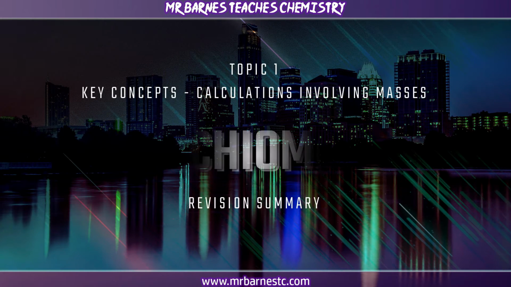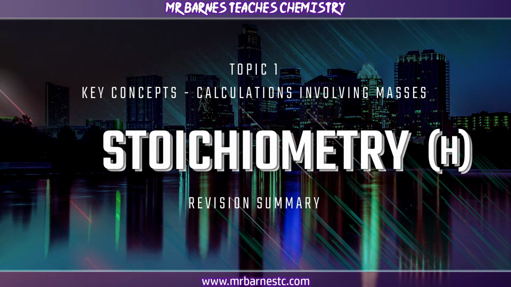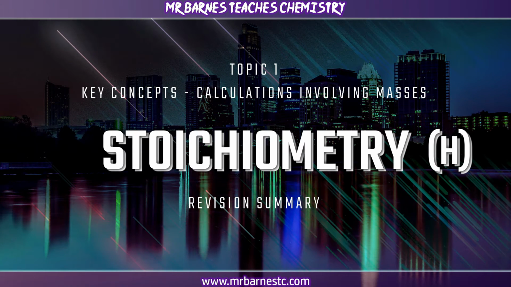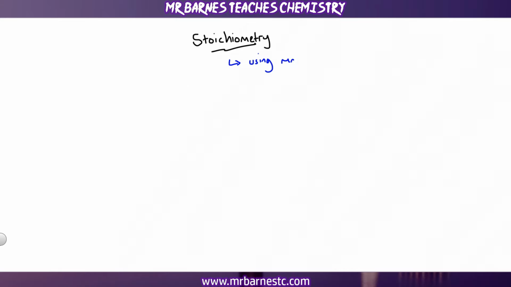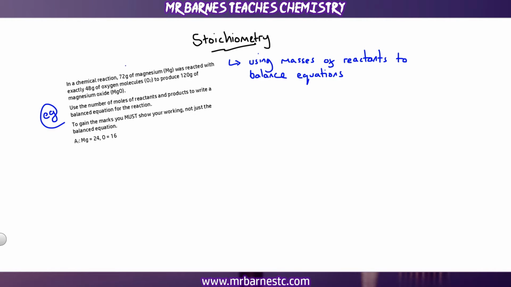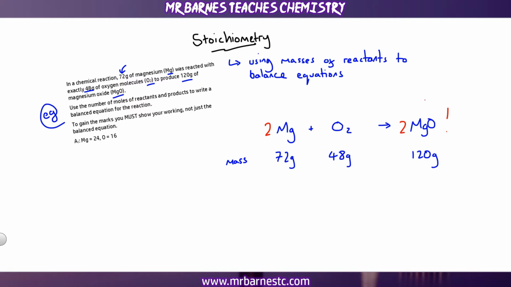And then the final different calculation in this video is stoichiometry, where you use masses of reactants to balance equations. So again, if we have a look at an example, in a chemical reaction, 72 grams of magnesium was reacted with 48 grams of oxygen to produce 120 grams of magnesium oxide. Use the information to write the balanced equation. Now, I could balance that. I could work out that it's 2Mg plus O2 goes to 2MgO. However, you'll see that there's no marks given for that because the question states you must show your working to gain the marks. So you can't just balance it.